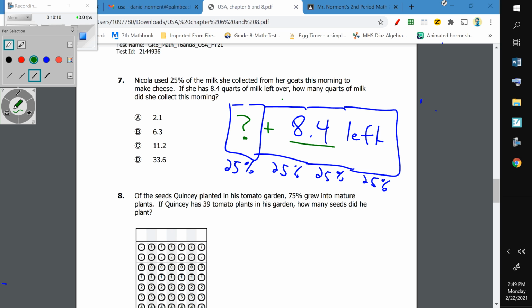Or, and the easier way is 25% of what? She has 8.4 quarts. No, I can't even do it that way. So, this way is probably going to be the easiest. Honestly, I would take this, I would divide it by 3, and whatever you get is going to be that amount, and then I'll just add it to 8.4. Yeah, I definitely messed that up yesterday, and I'm sorry.